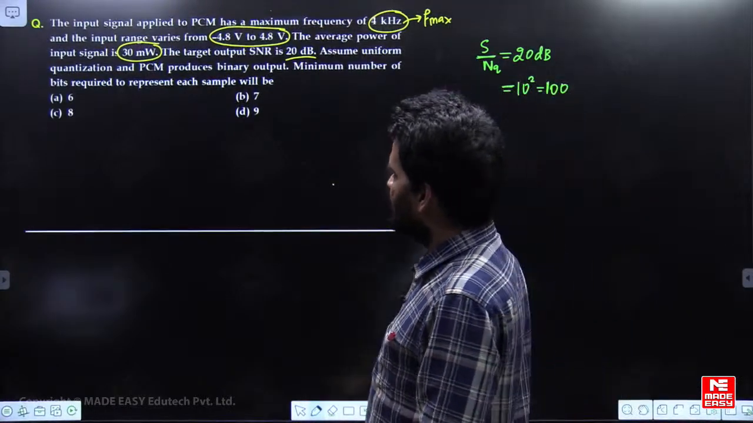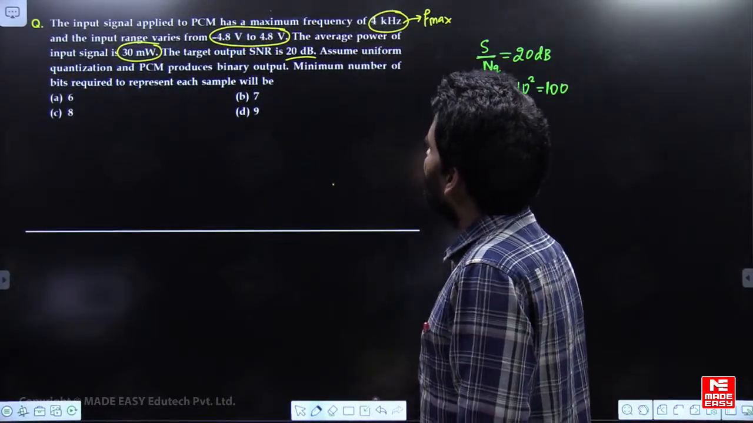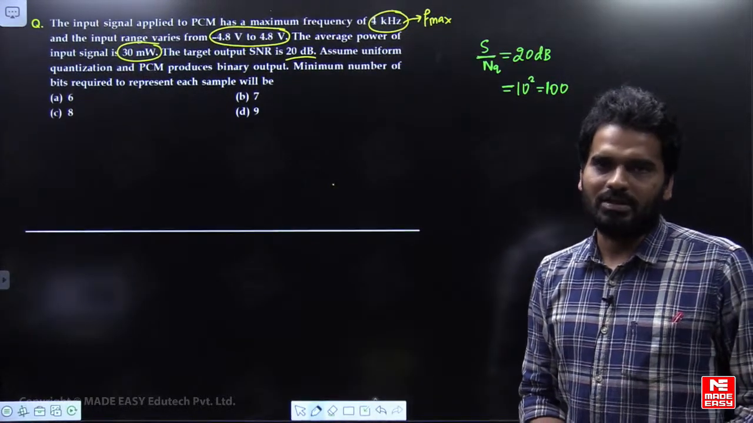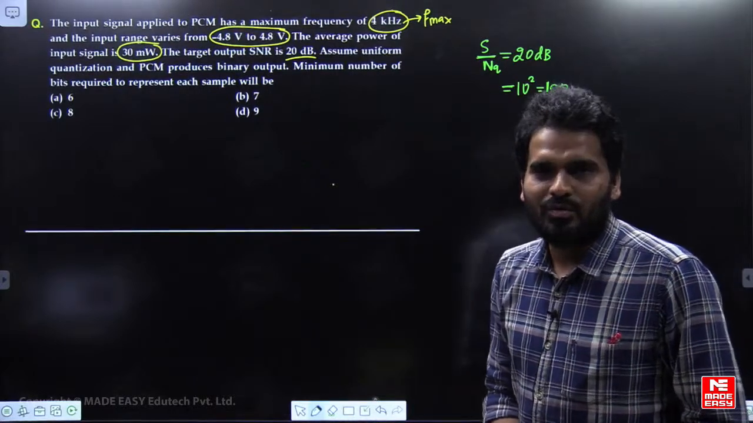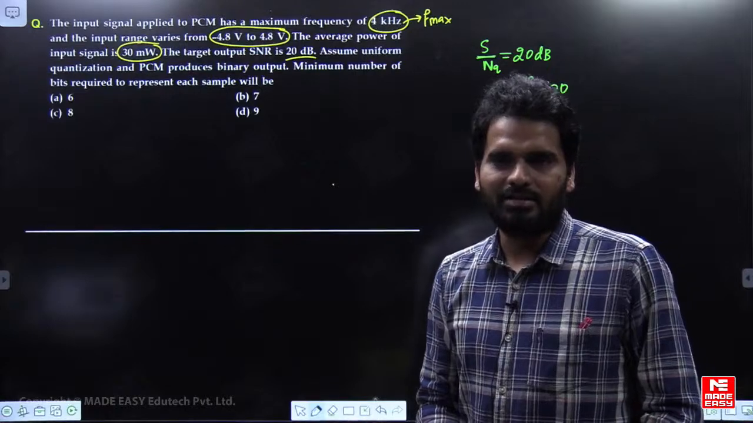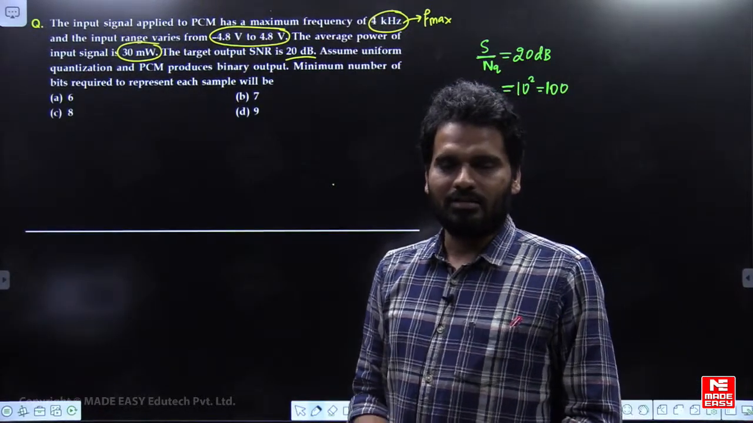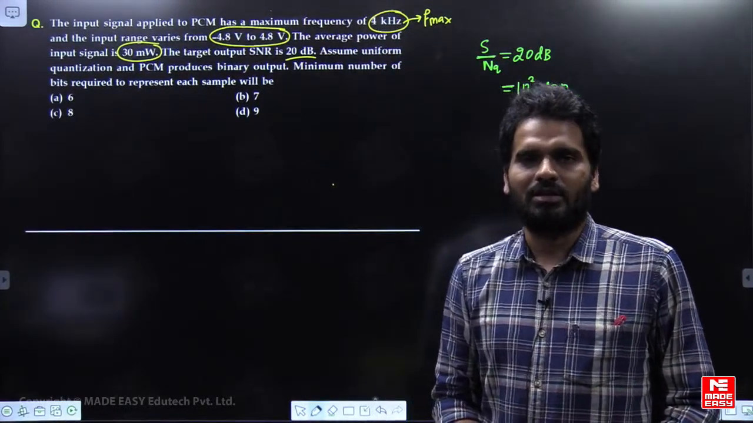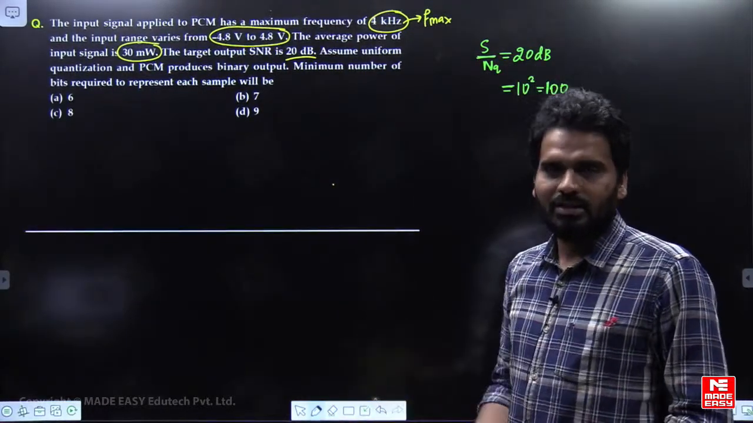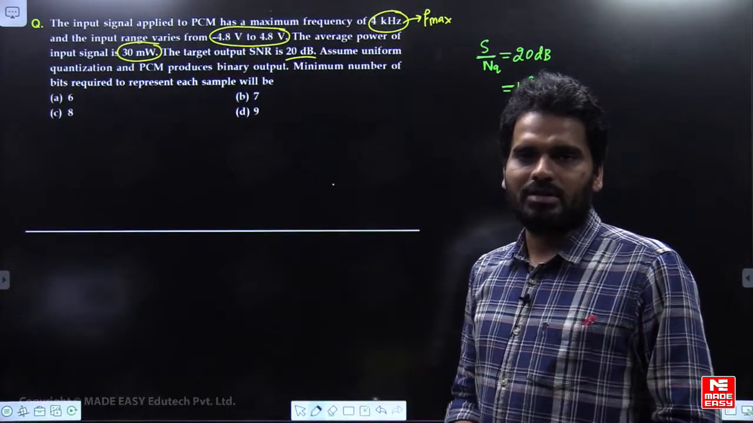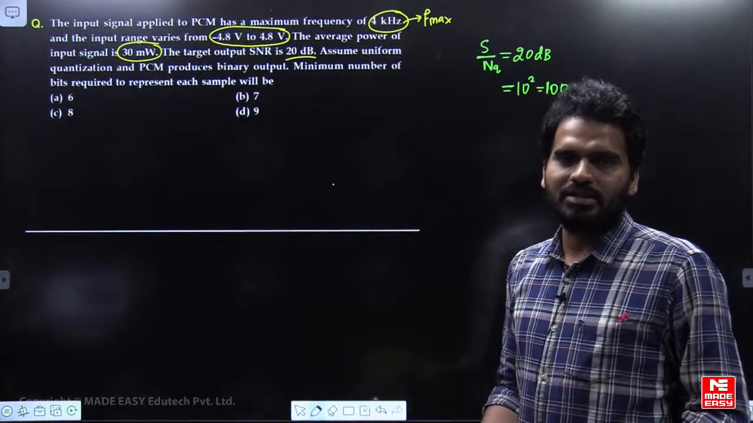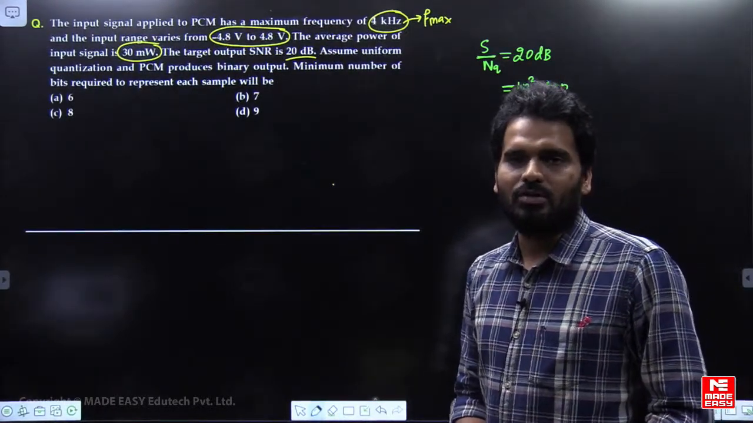Assume uniform quantization and the PCM produces binary output. The quantization employed here is uniform quantization. How to understand uniform quantization? If each step size is the same and the middle of the step is selected as the quantization voltage, then that is uniform quantization. Each step size will be the same, delta, and the middle of the step is selected as the quantization voltage. If the step size is different, that comes under the category of non-uniform quantization.